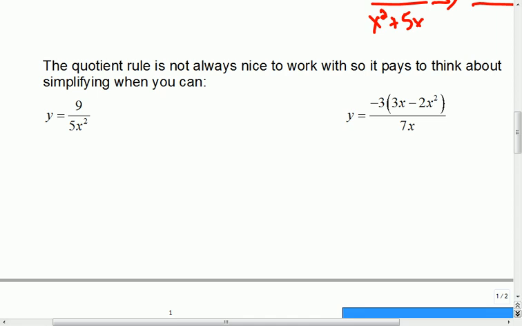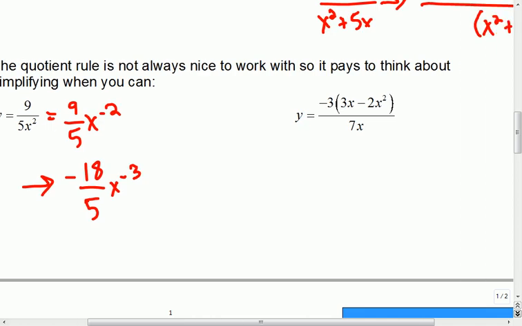Okay, so in the first example, if you were to rewrite this, I would have written it as 9 over 5 x to the negative 2. That would have a derivative of negative 18 over 5 x to the negative 3. And there is no need to use the quotient rule. That's just simple power rule like we talked about last day.